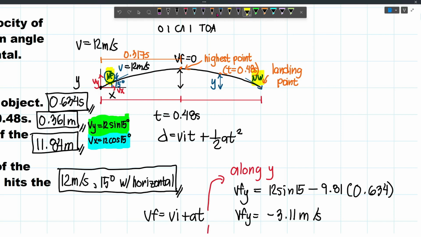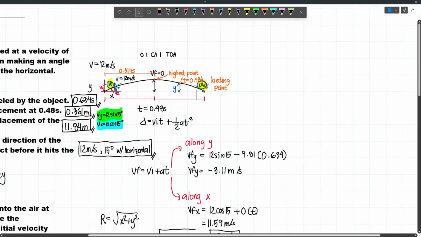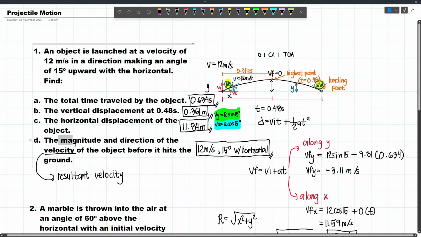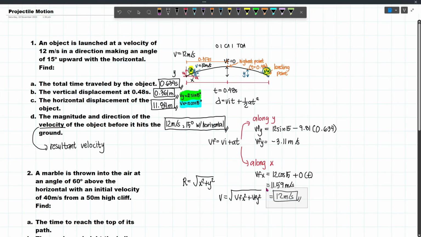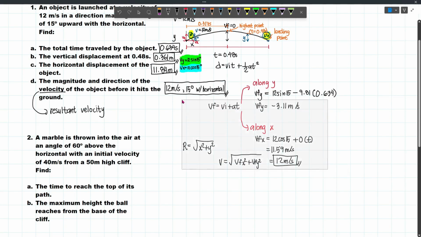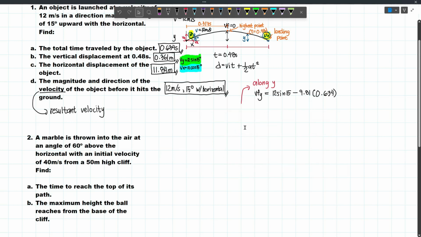Now try to clarify with your teacher what convention they prefer for direction, because the question here asks for magnitude and direction. We know the magnitude already, which is 12 meters per second that we got by solving through conceptual understanding. And then 15 degrees with the horizontal is my assumption for the direction when answering, but maybe your teacher prefers northwest or something like that. So try to clarify that. And so let's erase this.